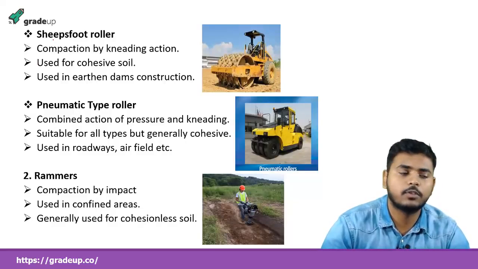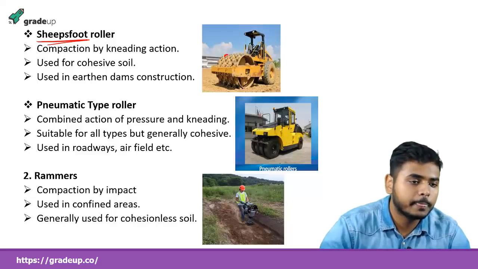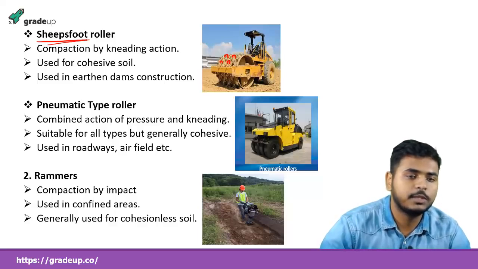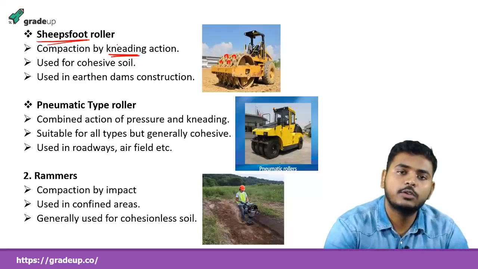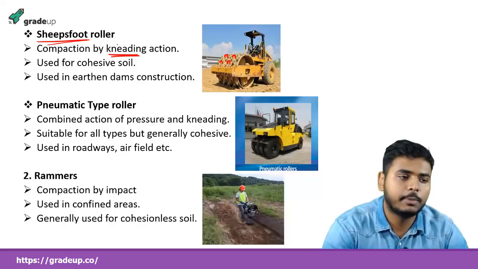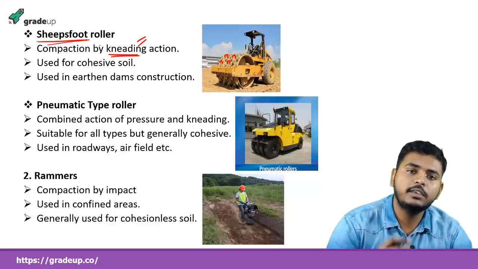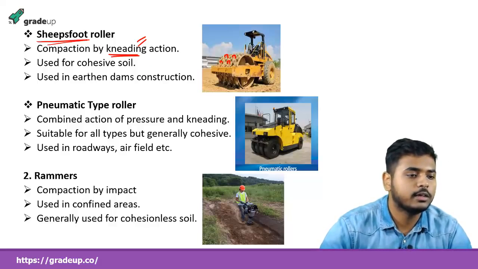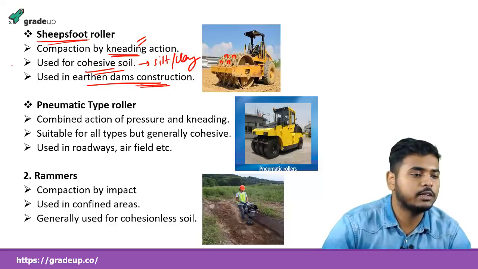Now coming to the second type of roller, that is the sheep's foot roller. You can see the picture here. These are small openings in the wheel that provide a kneading action. What is kneading? When you knead the dough to prepare chapati, that process is kneading. So it gives a mixing effect to the soil, and it is used for cohesive soil, that is silt or clay, and it is used in earthen dam construction. You have to just remember that it is used for cohesive soil.